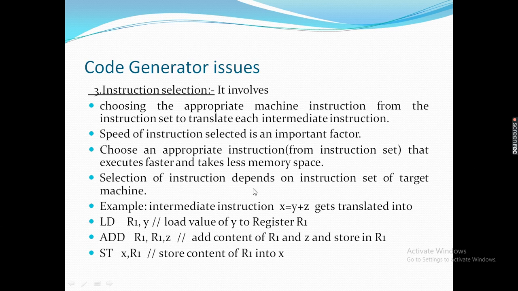Selection of instruction depends on the instruction set of the target machine. So for example, let us translate this intermediate instruction. It is a three address instruction, with three addresses and one operator on the right hand side. Let us translate it into a sequence of assembly language instructions. The first task is to load the value of variable y into some register.